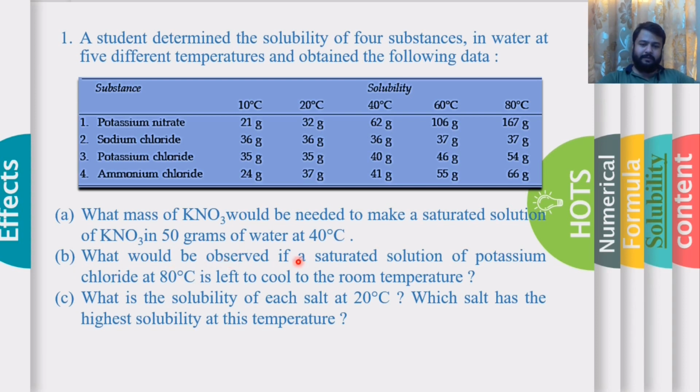What would be observed if saturated solution of potassium chloride at 80 degrees Celsius is left to cool to room temperature? Now temperature is given 80 degrees Celsius, and we have solute is potassium chloride. So potassium chloride, that is this one, and 80 degrees Celsius. Solubility is 54 gram per 100 gram of water. That is at 80 degrees Celsius. Solubility is given at 80.